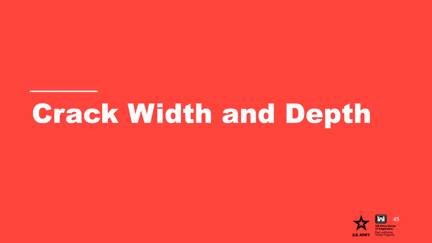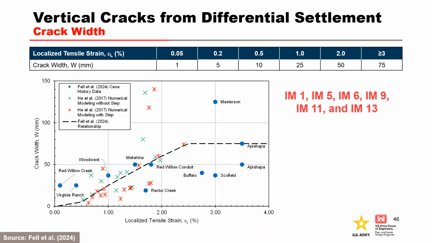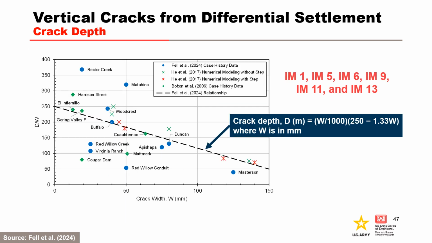Crack width and depth. Crack width for vertical cracks resulting from differential settlement are a function of localized tensile strain. The higher the tensile strain, the larger the crack width. Case histories of crack width and crack depth to crack width ratio are shown in the figure. Fell et al. 2024 provided the relationship shown.